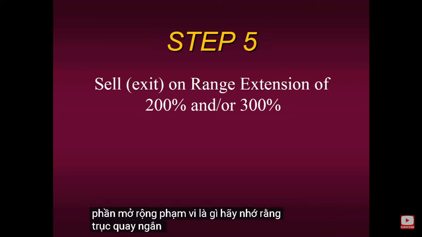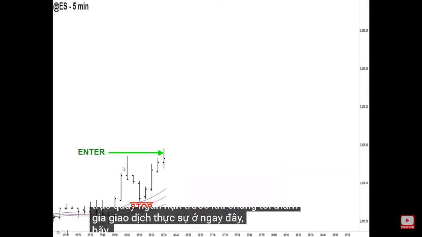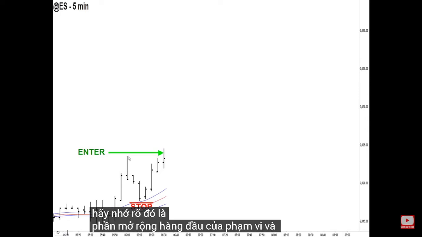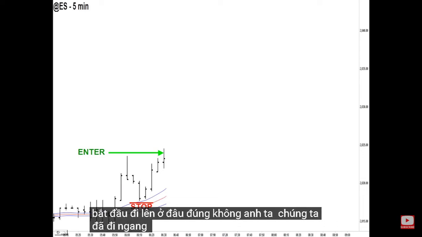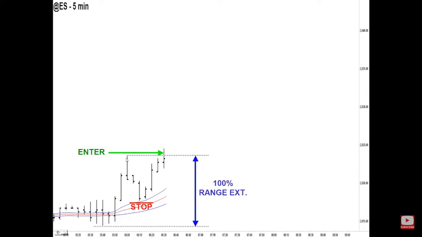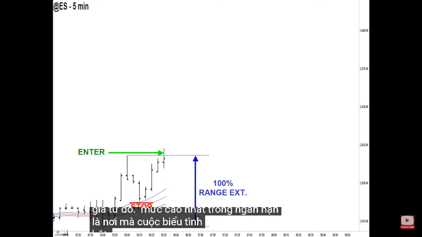Remember that short-term pivot high before we entered the trade? That was actually right here, remember? Well, that's the top of the range extension. And where did we start to go up? Well, right here. We were kind of going sideways and then price rallied from there. So where did the rally start? It started right here. And where did the rally first stop? It stopped right there. So that's our range. That's 100%. You'll always measure it from where the short-term pivot high was to where the rally started right here.